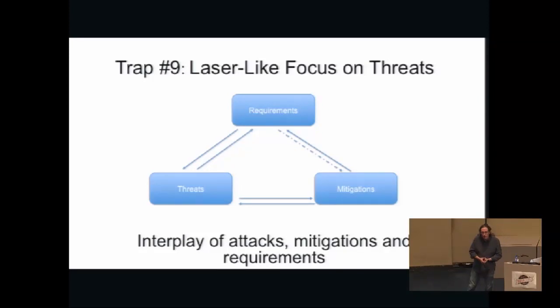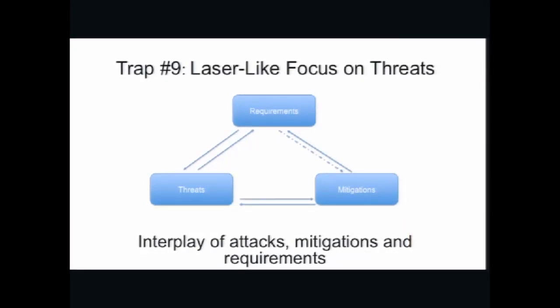Trap number 9 is a laser-like focus on threats. There's this interplay of attacks, mitigations, and requirements, and I'm going to talk about each. The first is requirements drive threats. So, for example, if someone were to say, the plans to this battle station must remain confidential, then you know that information disclosure threats are important to that organization and they have to be dealt with appropriately. You might go from the other side. Maybe the Empire employs a bunch of open source advocates who say, with enough eyes, all bugs are shallow. Or maybe they say, with enough eyes, all trenches are shallow. I'm not sure what they'd say.